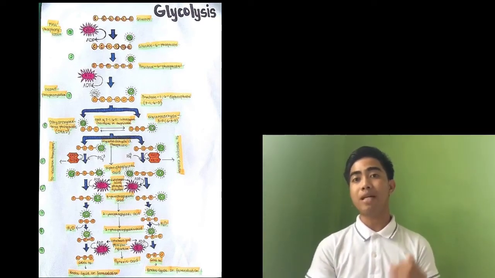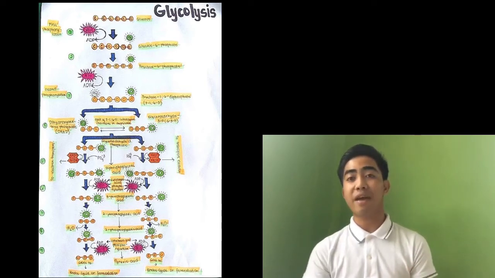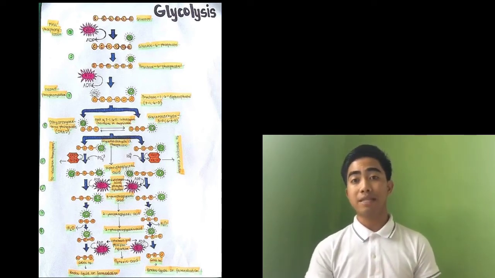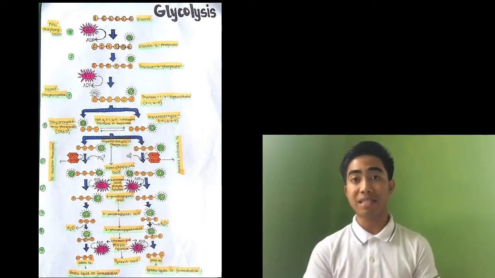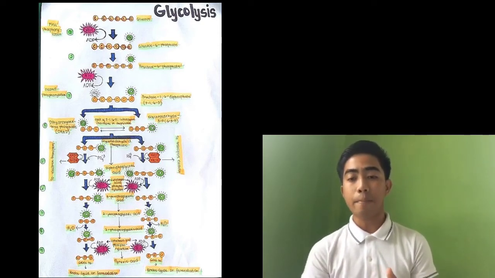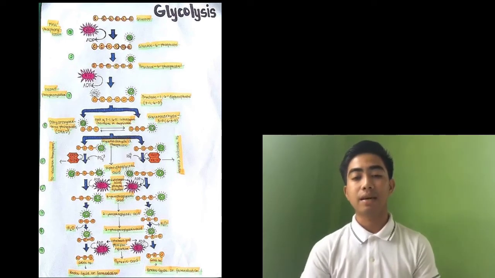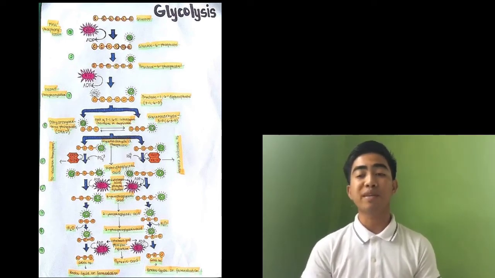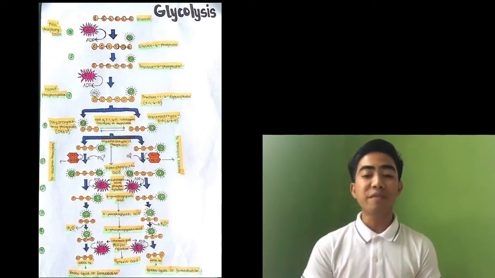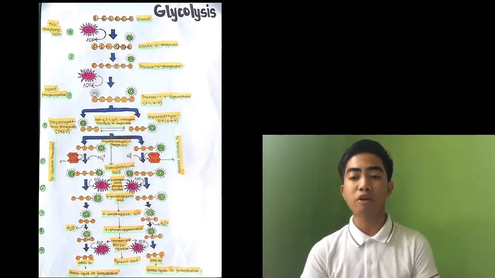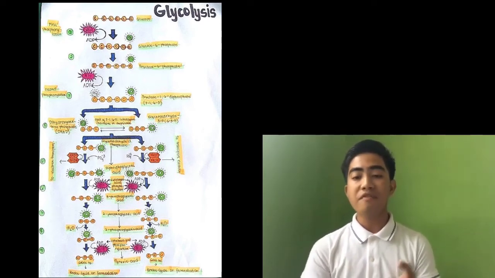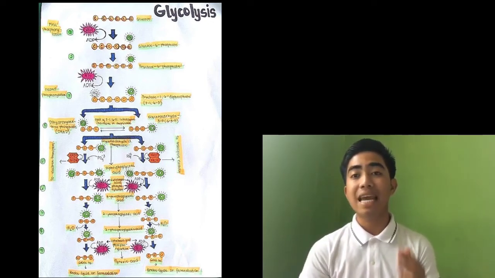So we're done with step 1, step 2, step 3, step 4, step 5, and step 6. And now we're going to proceed to step 7 and step 8. What happens here in step 7 and step 8 is that 3-phosphoglyceric acid, the product of step 6, will produce 2-phosphoglyceric acid. The phosphate group located on the 3rd carbon of 3-phosphoglyceric acid is moved to the 2nd carbon, forming 2-phosphoglyceric acid. And from 2-phosphoglyceric acid, H2O will be released.